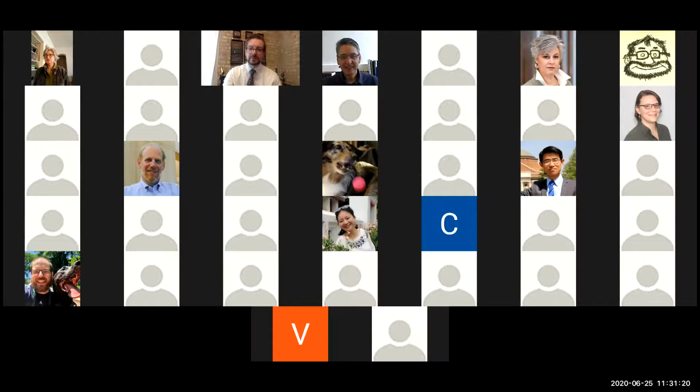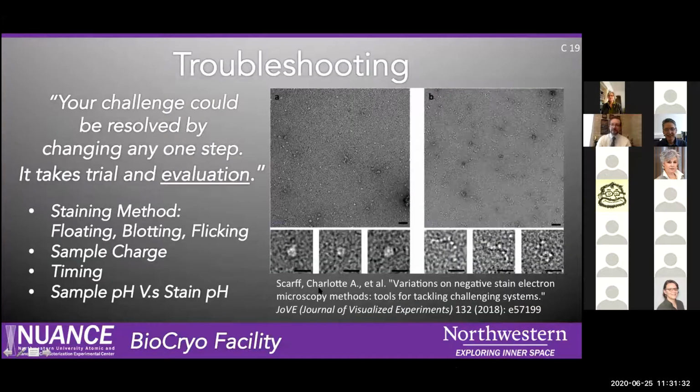All right, so that is from an amazing resource from Joe. There's a great paper on there. We've referred to it twice so far. So I would encourage you to take a look at this Scharf et al. paper if you're going to do any negative staining.